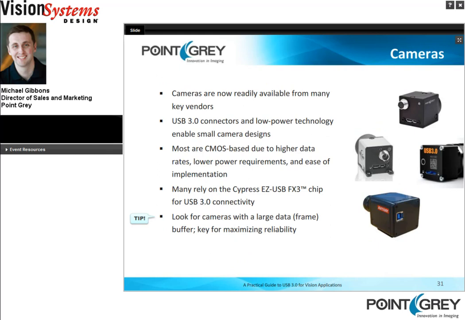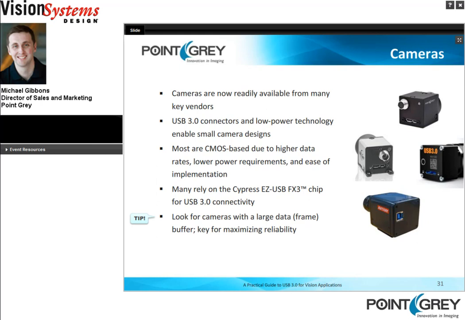And cameras. So cameras are now readily available from many of the key vendors. I've put up on the screen there some pictures of some of the cameras that are out there. USB 3 connectors are relatively small, and the low power technology enables small camera designs. So you're going to see a lot of these cameras are ice cube sized or potentially even smaller. Most are CMOS based, and part of the reason for that is a lot of the CMOS image sensors have higher data rates, so they can actually take advantage of USB 3 bandwidth. They're lower power, and they're easy to implement.